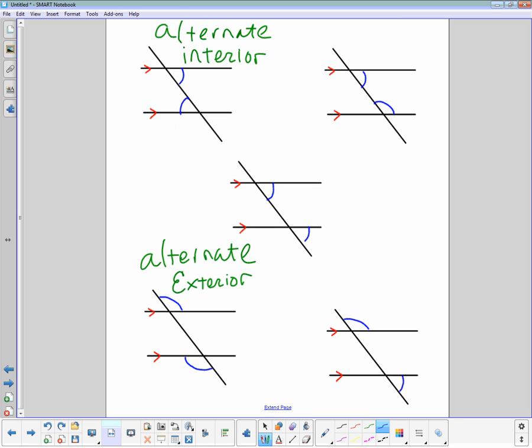Alternate exterior and alternate interior. So we have angles that are on opposite sides and on the inside, and opposite sides and outside.